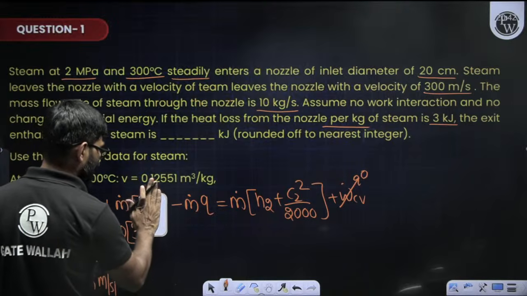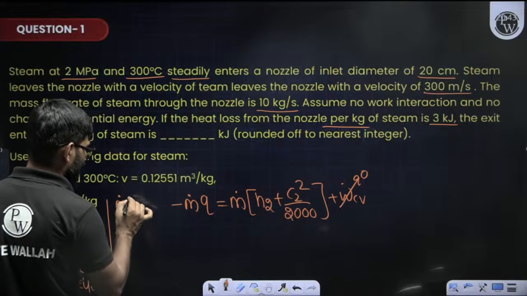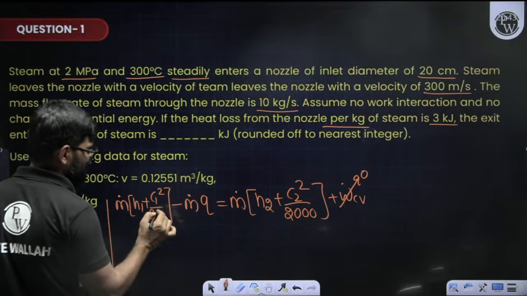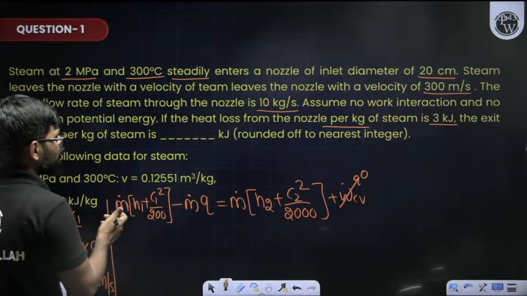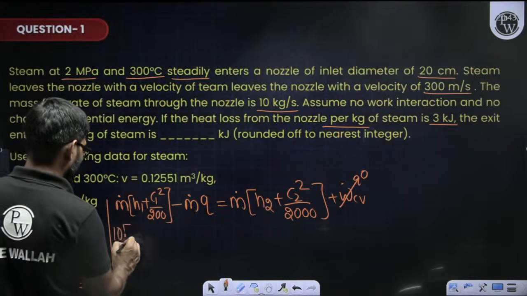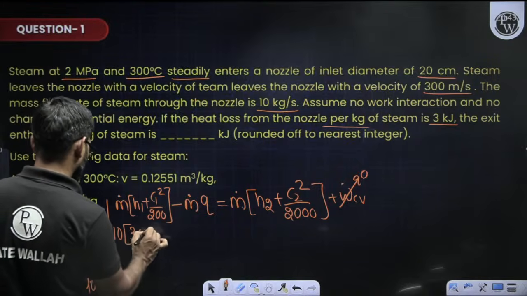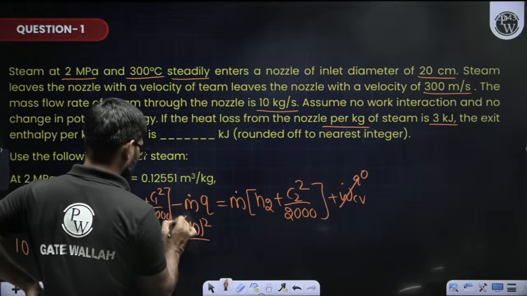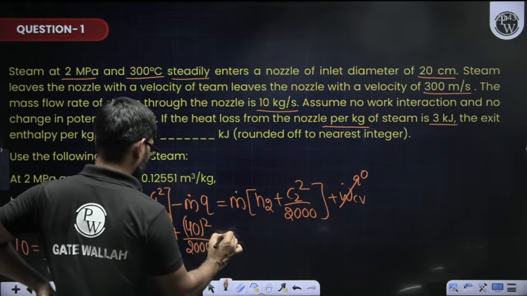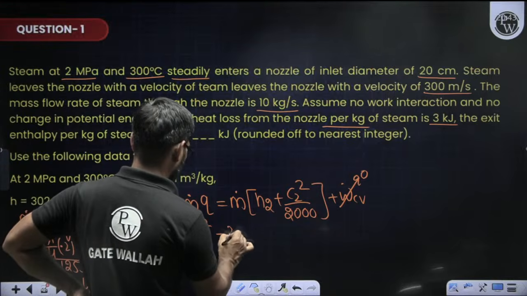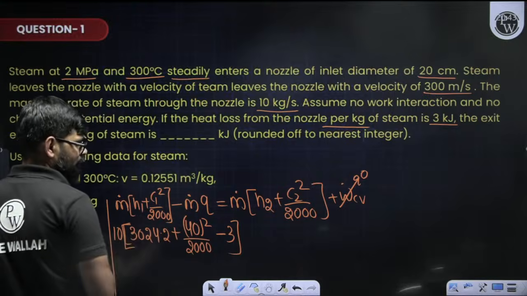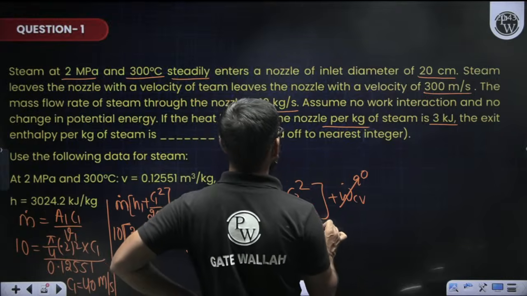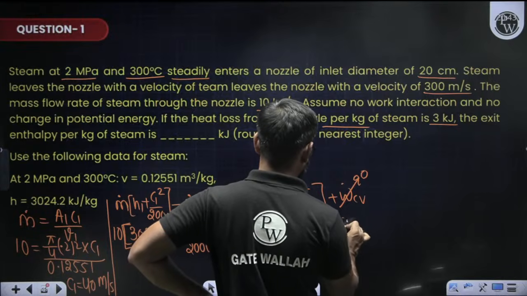So now one more term will come: m dot into H1 plus C1 square by 2000, minus this one. Okay, now this is the correct equation. M dot is 10, into H1, which is given as 3024.2, plus the C1 value we calculated, 40 square divided by 2000, minus 10 into q, which is 3. Everything is in kilojoule per kg. This is equal to m dot, that is 10, into H2, which we need to calculate, plus C2, given as 300, so 300 square divided by 2000.